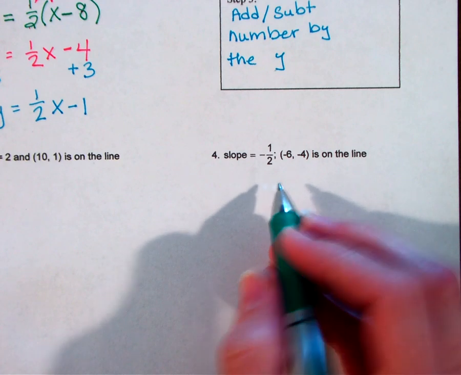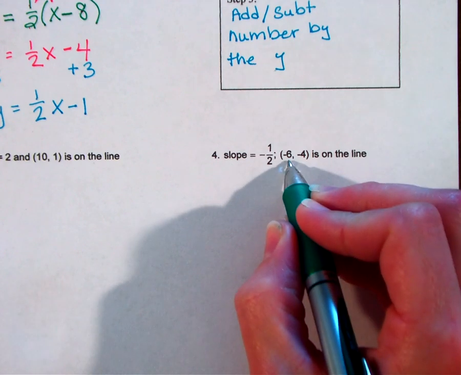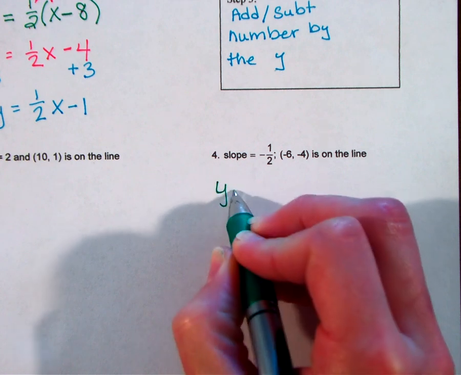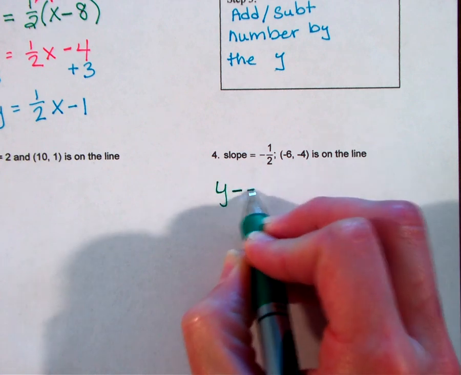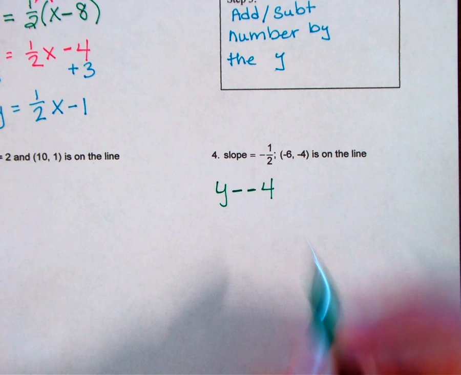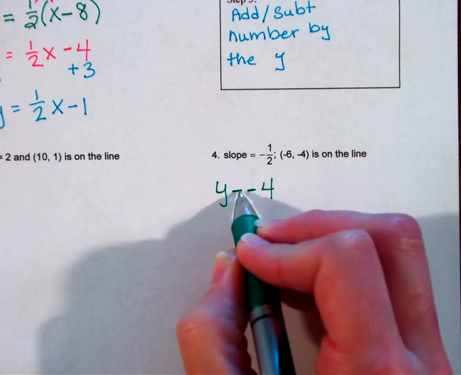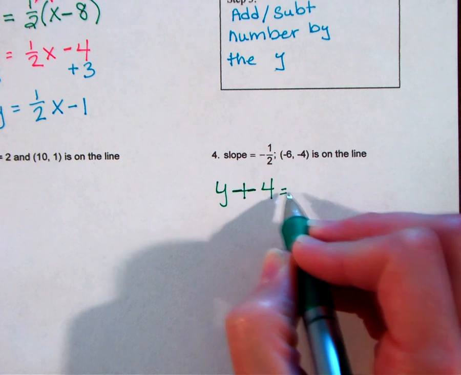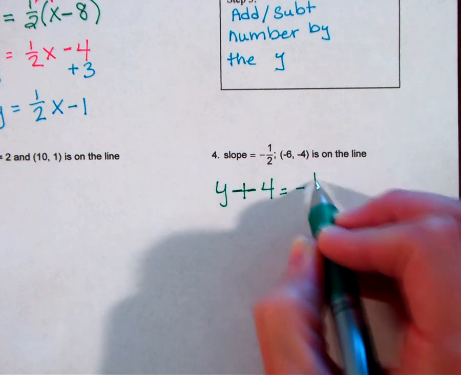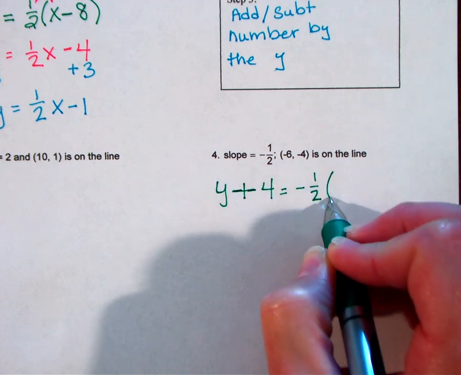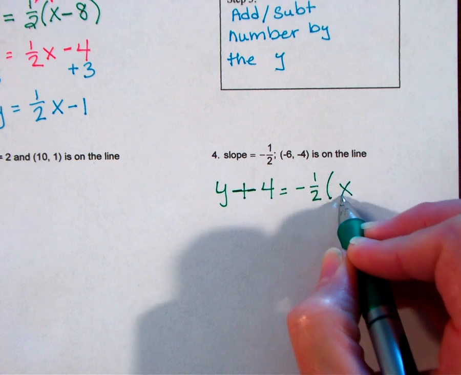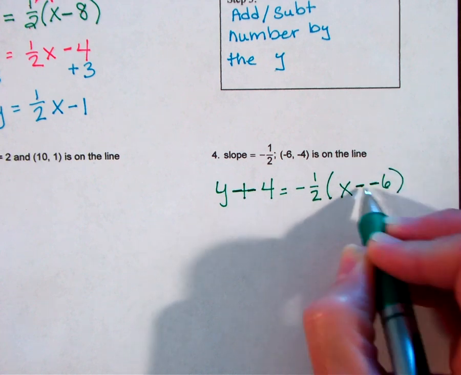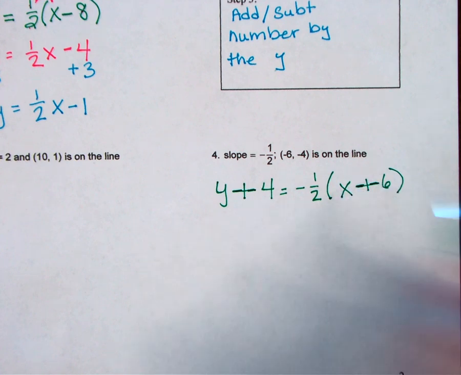So number 4, the numbers that you are plugging in are going to be negative. So when I go y minus, and then I'm plugging in negative 4, minus a negative means I'm going to change that to a plus. Equals, and then the slope is negative 1/2 x minus, and then it's negative 6. So if you're putting in a negative, that's actually going to turn to a positive.